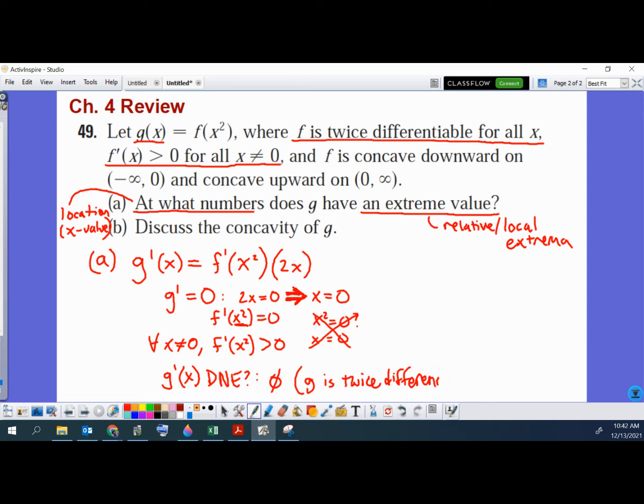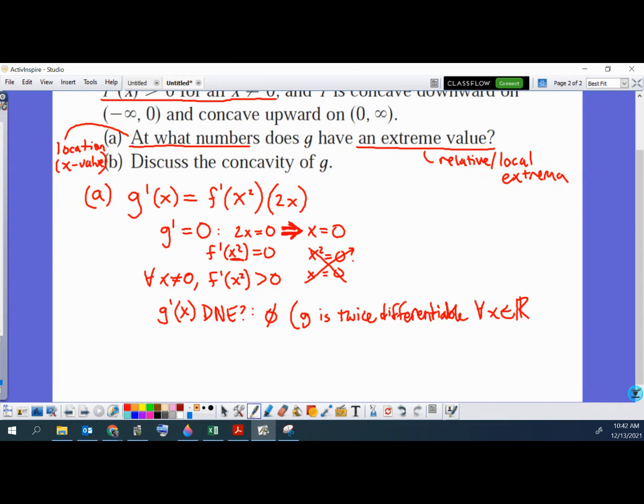I'm going to write it down. I'm going to be very thorough here. G is twice differentiable everywhere, right? For all X, for all real numbers X, because F is twice differentiable, and so is X squared. Okay, so again, being very thorough here.